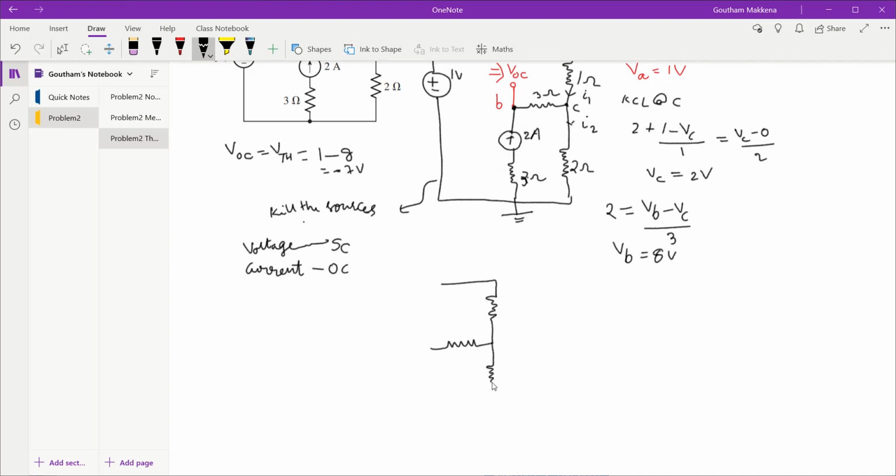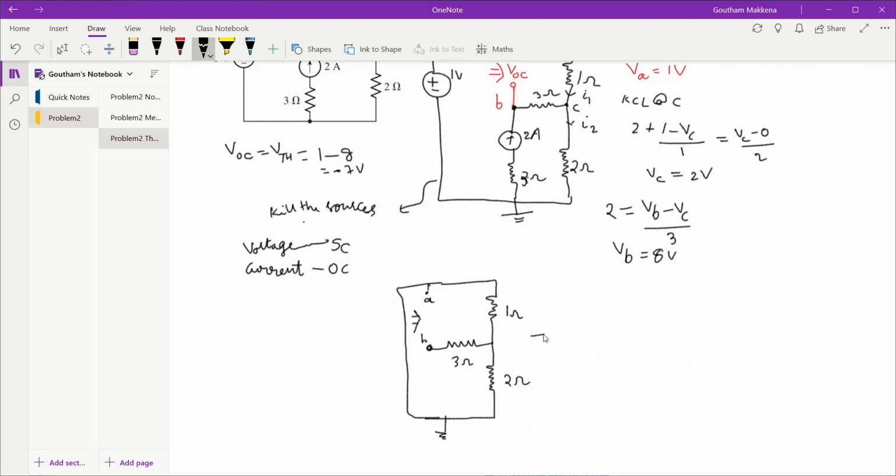So this would be a 2 ohm resistor. So this is 3 ohm, this is 1 ohm, and this is 2 ohm. But remember, the 1 volt source is short circuited, so that is nothing but something like this. So this still is my B and this still is my A. I have to find the equivalent resistance looking through these two terminals A and B.